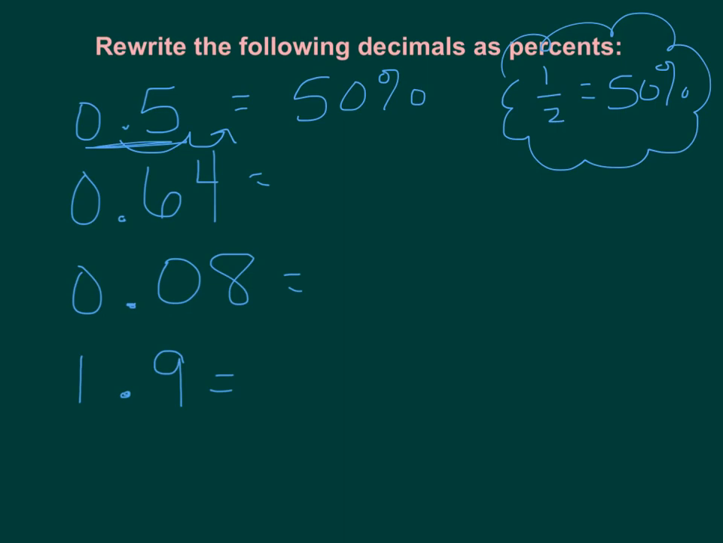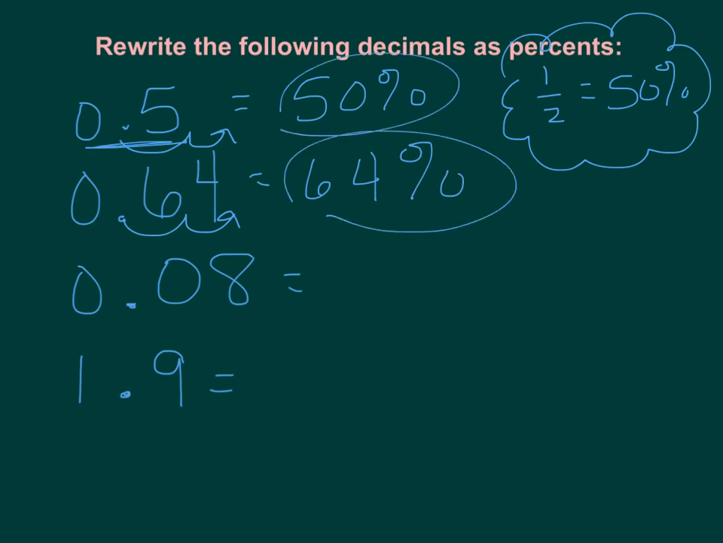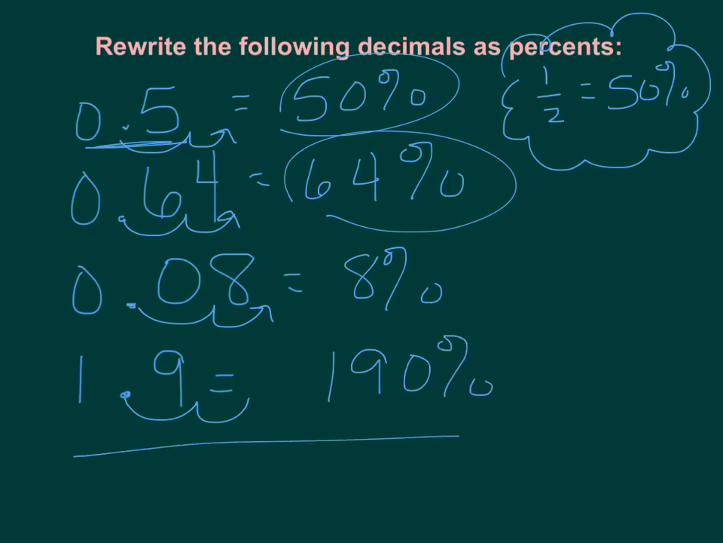0.64, or 64 hundredths times 100 would be 64, add my percent sign, and you've got it. 0.08 multiplied by 100 is equivalent to 8%. 1.9 multiplied by 100, 190%. Again, we don't typically go over 100% when we're using percents, but we do need to know that they are equivalent to numbers that are greater than 1 when we change them to decimals.